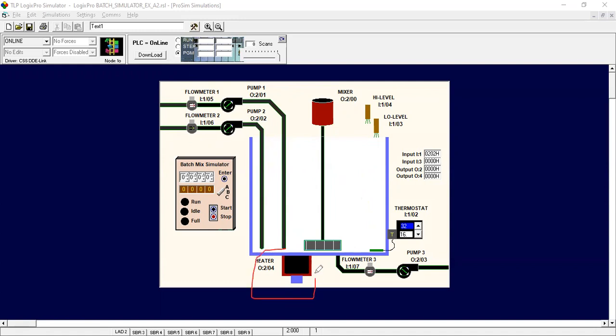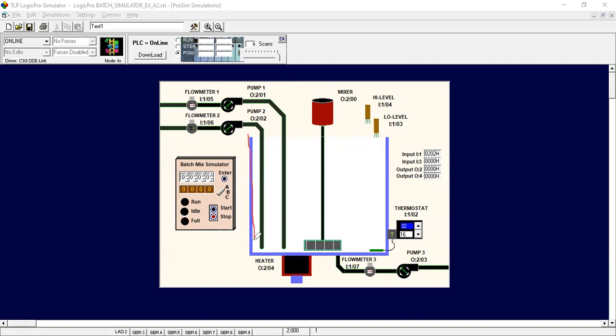So the mixer works on mixing our liquid, and this is our heater. The heater provides heat when you want to give hot temperature, so you can operate your heater. The heater provides heat to warm the liquids. So the heater provides heat to our tank.